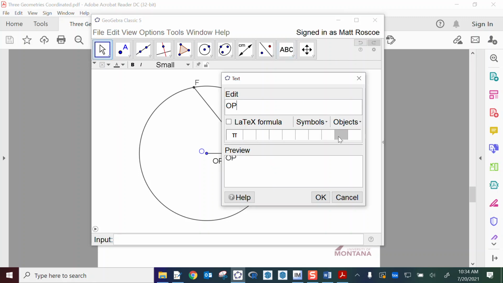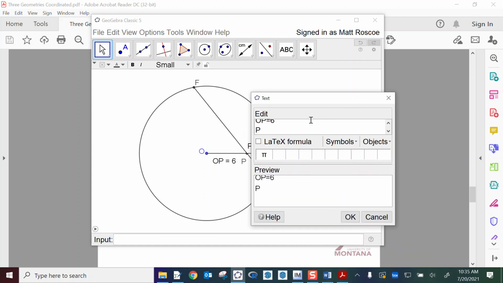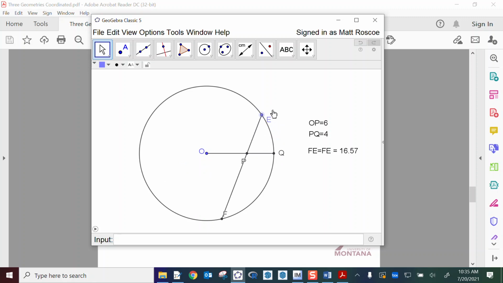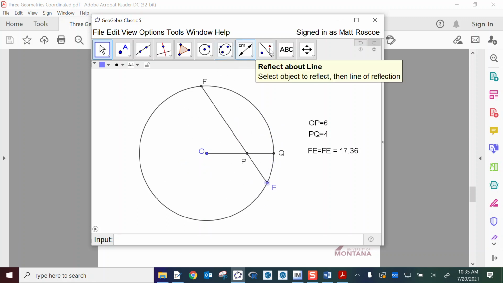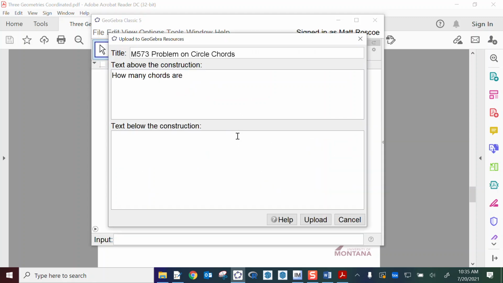OP equals 6, and then what is it? PQ equals 4. So we can leave that off to the side. And I'm going to go ahead and just get rid of these distances. Delete that, so that the drawing sort of speaks for itself. Okay, I like that better. Okay, sorry. Now let's go ahead and edit or export to a web page.